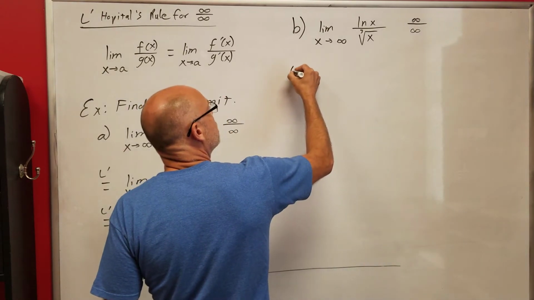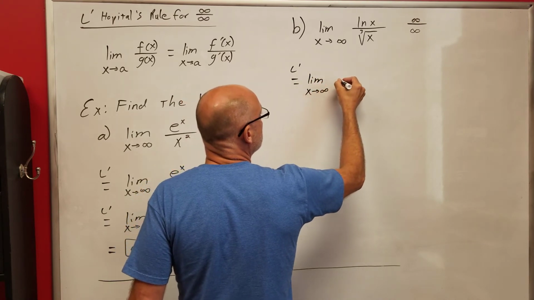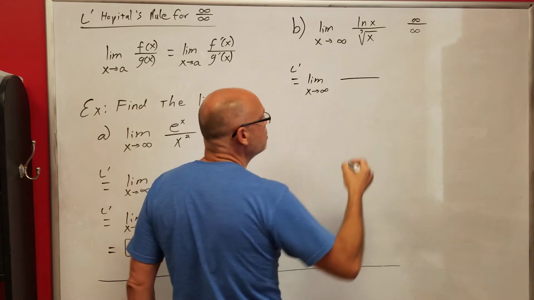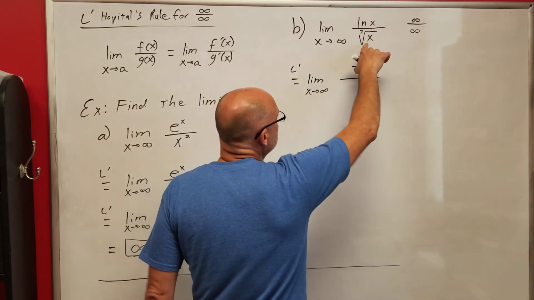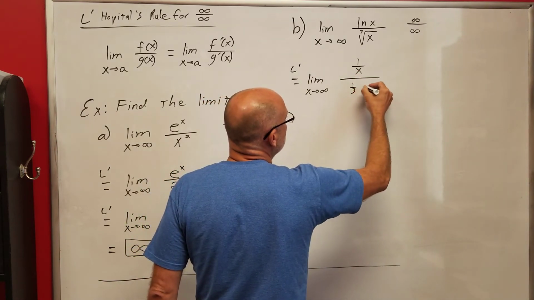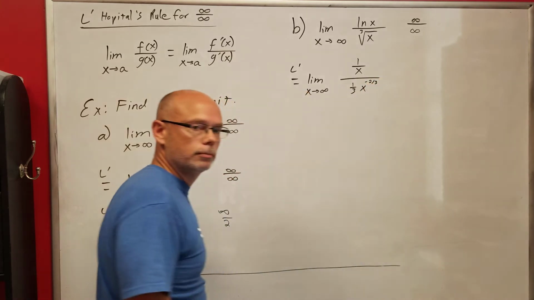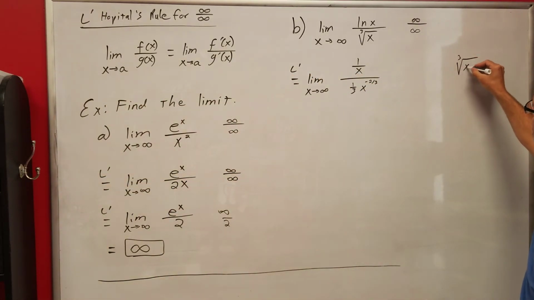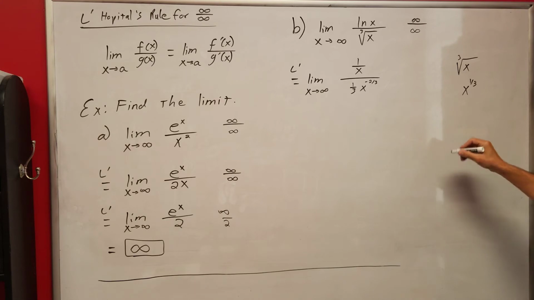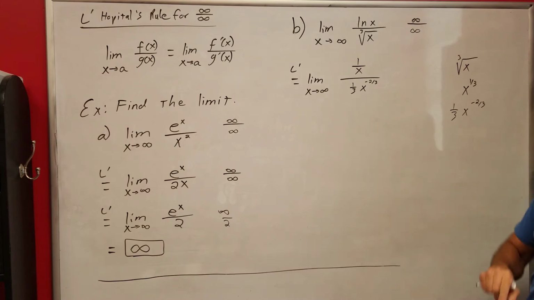So let me apply L'Hopital's rule here. So let's see, that's the limit as x approaches infinity of, what's the derivative at the top? What's the derivative of the natural log of x? 1 over x. How about the derivative at the bottom? Isn't that 1/3 x to the negative 2/3? Remember how we do that? If I go off to the side and look at that as scratch work, that's the cube root of x, right? Or x to the 1/3. Now, take the derivative of that, that's 1/3 x to the negative 2/3, right? That's how I got that part.